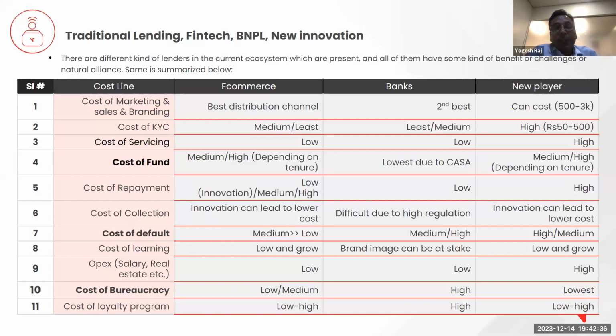Then for lending, it becomes very important that you know your customer. I have just talked about fraud risk. If you don't know your customer, then there is a high chance that you will see a hell of a lot of fraud.